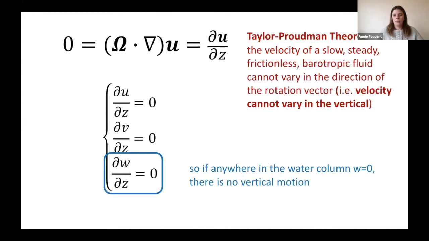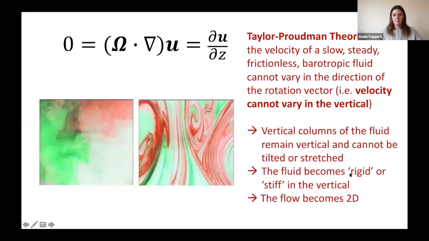That's how you get these vertical columns in the fluid to remain vertical, and they can't be tilted or stretched. We think of this as the rigidity or the stiffness of the fluid in the vertical direction, so that the flow becomes two-dimensional. And that's what you see on the right-hand side.